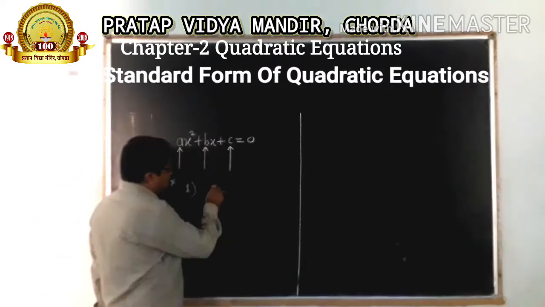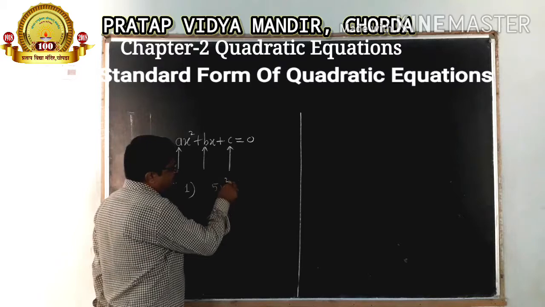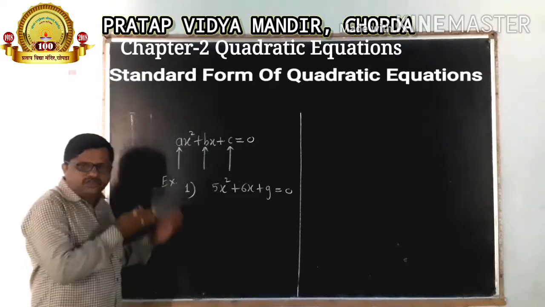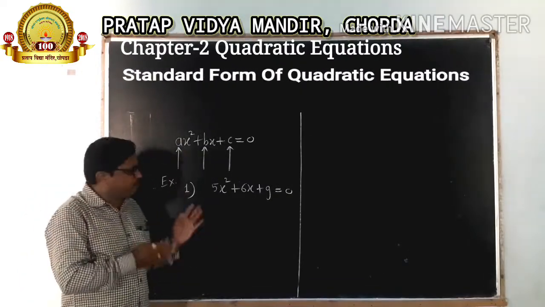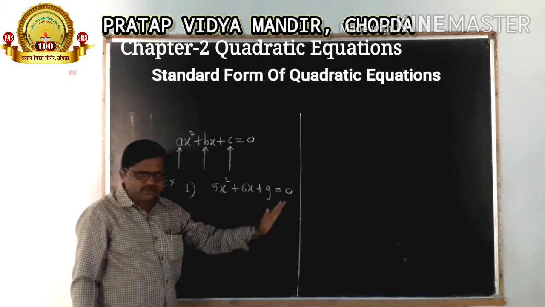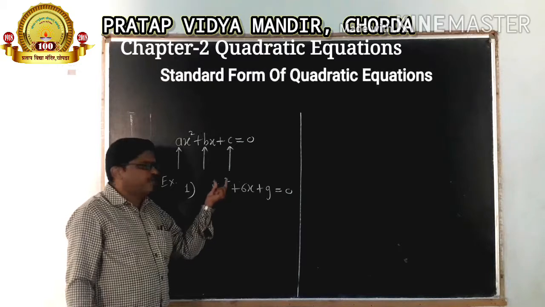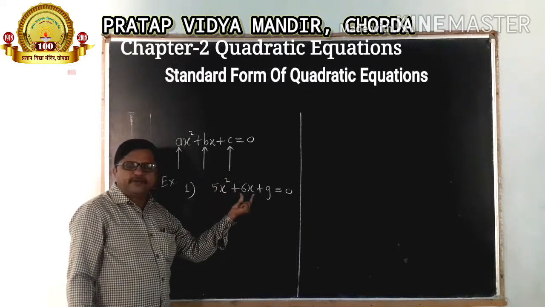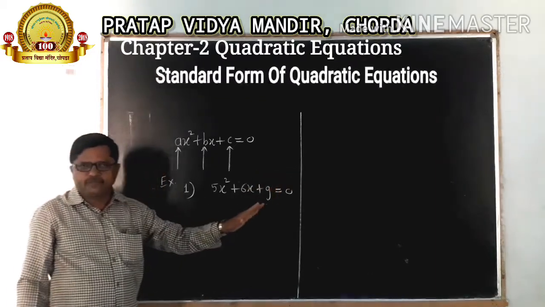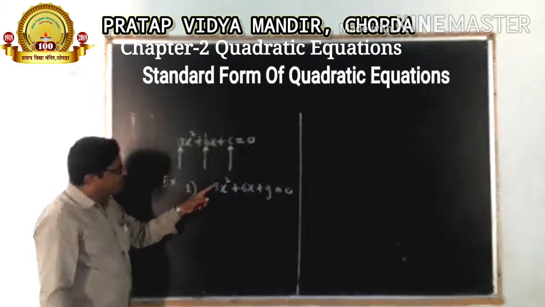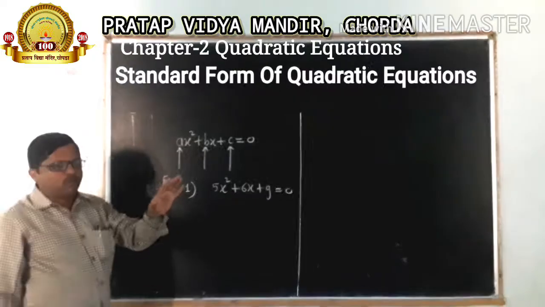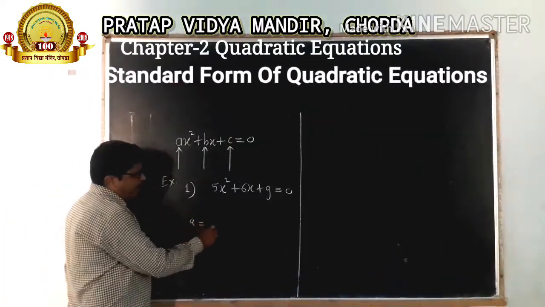First example we can take in a standard form like this: 5x square plus 6x plus 9 is equal to 0. This is the standard form. Why is this standard form? Because all the three terms are written in a specific order. First, the term of x square is there, the term of x is there, then constant term equal to 0. If we compare this equation with the standard form, then we can easily see what are the values of a, b, and c.